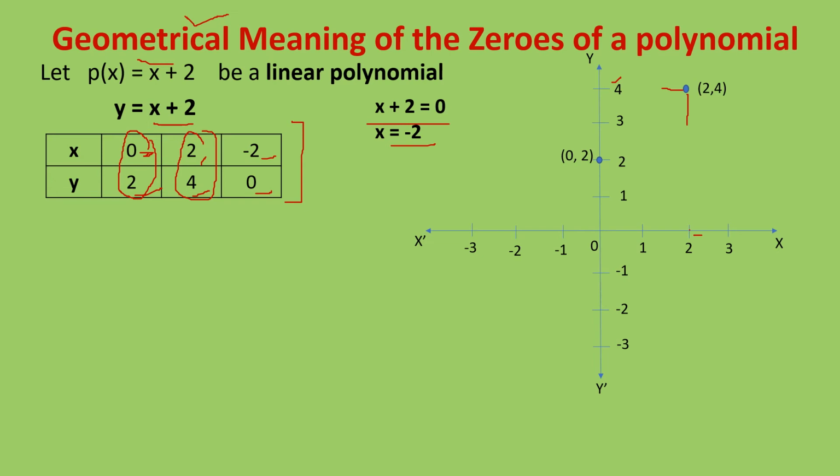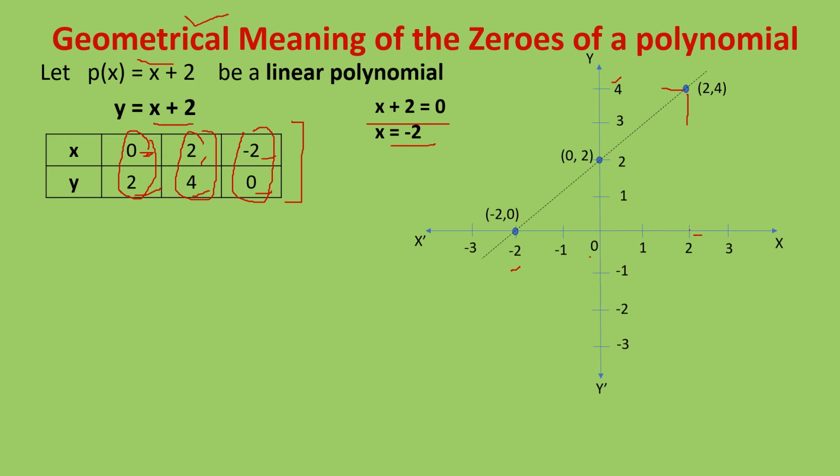Then the third is minus 2, 0. Minus 2 means the value of the x coordinate is minus 2. So it is minus 2 here and 0 is here. So this point will show minus 2 and 0. To plot a graph, a minimum of 3 values are enough. Now what we will do, we will join all the 3 coordinates. When we join, we get a straight line.